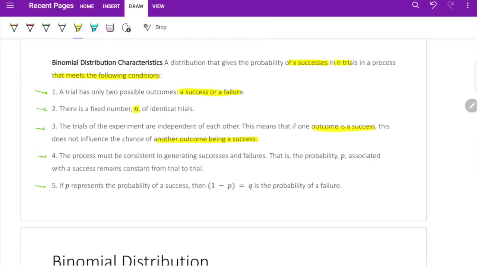Correct. The process must be consistent in generating successes and failures. The probability P is associated with the success, and it's constant. It's always constant. The P doesn't change from trial to trial. It's always P. And the failure is going to be 1 minus P. In some books, they call it Q, which is the probability of the failure.